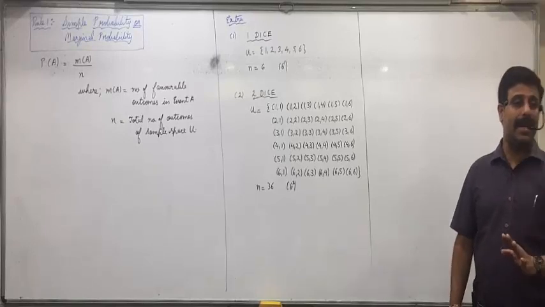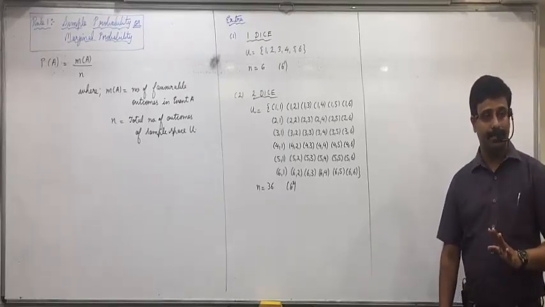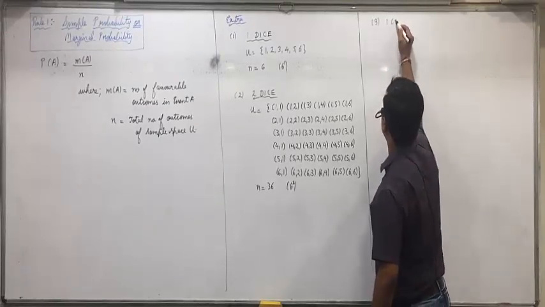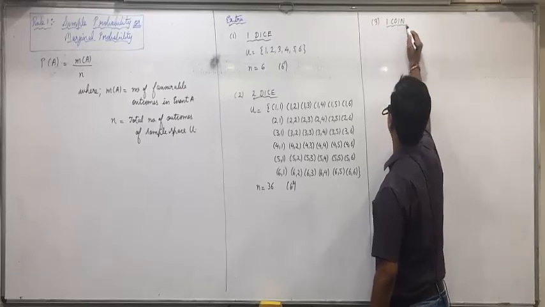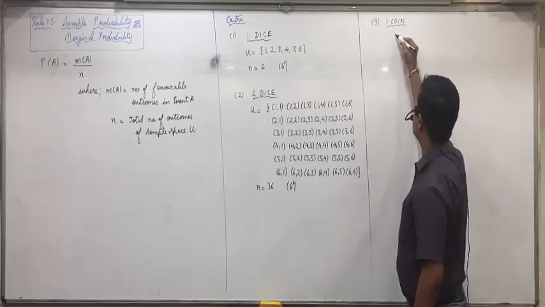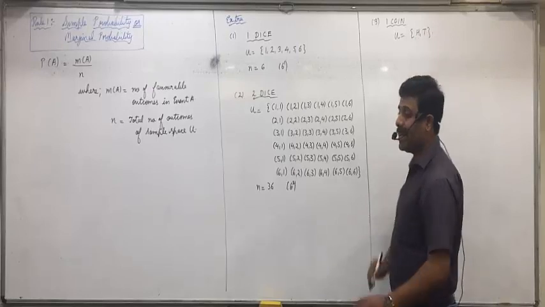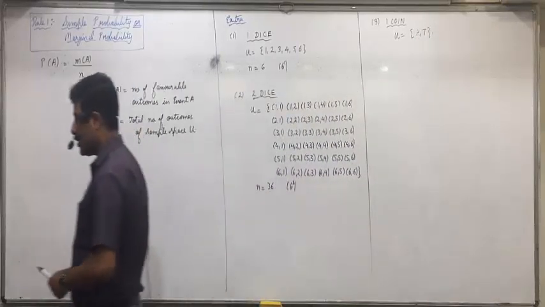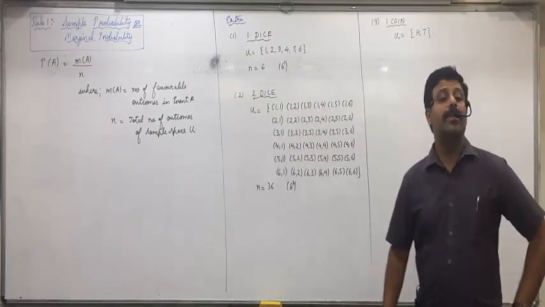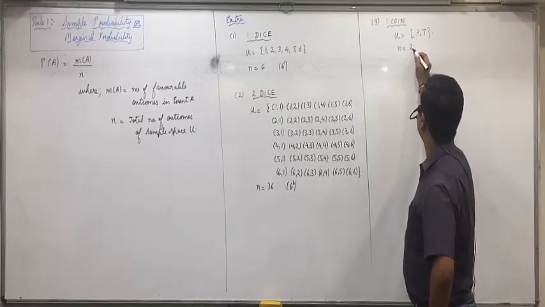Similarly, let us understand how to make the sample space with coins. Understand this concept now. If one coin is tossed, either you get heads or you get tails. N is equal to 2.